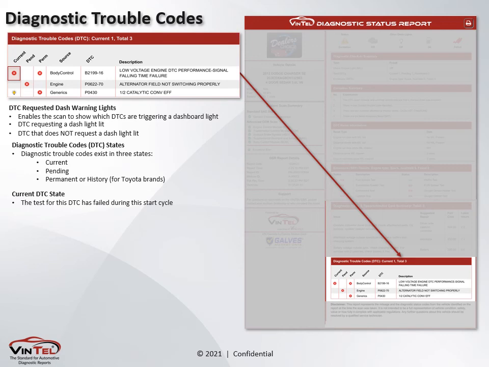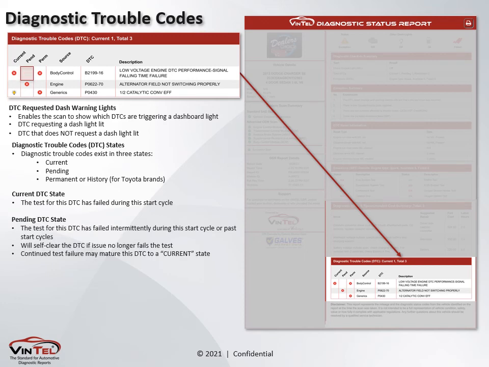The first and most important state is what we call the current DTC state. A current DTC state means that this failure has occurred on this ignition cycle or the last time it was tested. This means that this is an ongoing problem that needs to be fixed.